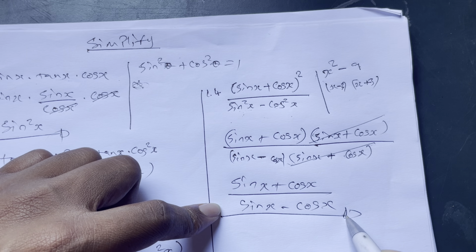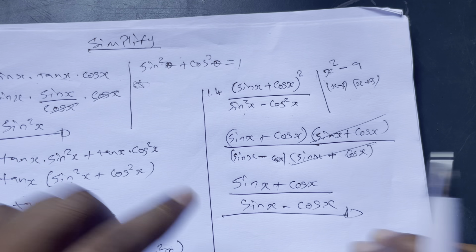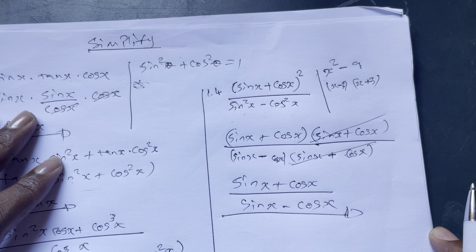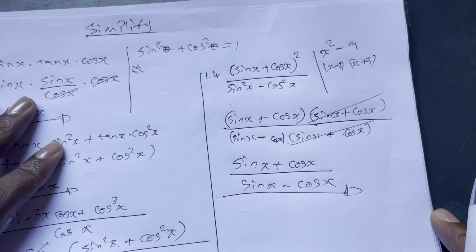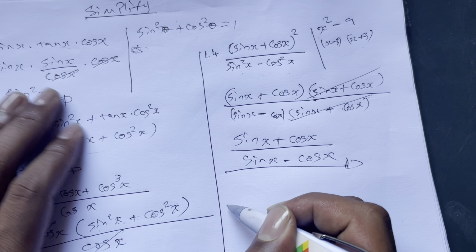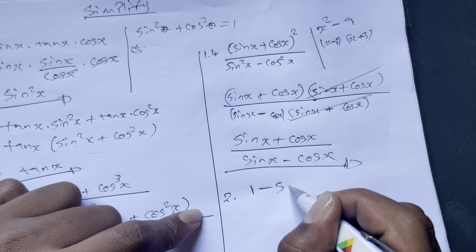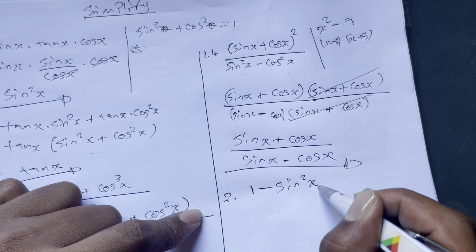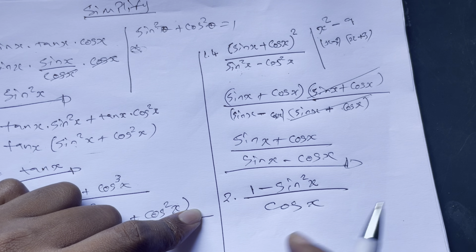Now you cannot simplify this one any further. Okay, now let's move to, let's simplify this one. Simplify, let's say number 2. Simplify 1 minus sine squared x all over cos x, right?